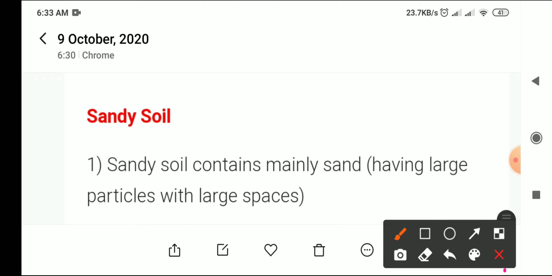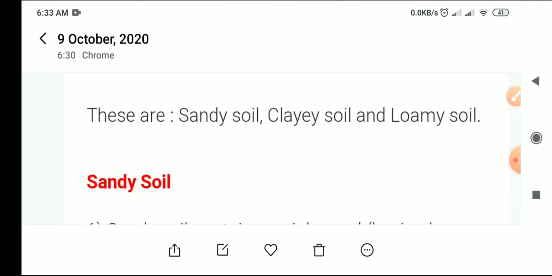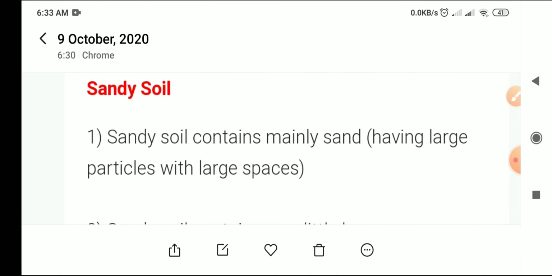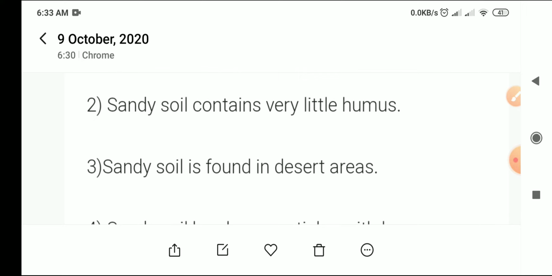Now, when we are talking about the types of soil, the first thing we should know about sandy soil is that it contains mainly sand, having larger particle spaces. Yesterday we did an activity, and in that activity you saw that sandy soil has larger particles. About 90% of sandy soil is sand. Sandy soil contains very little humus.